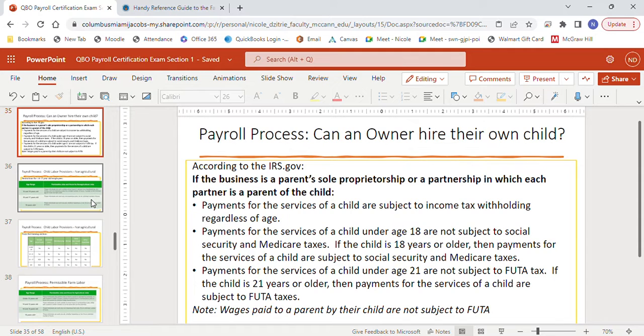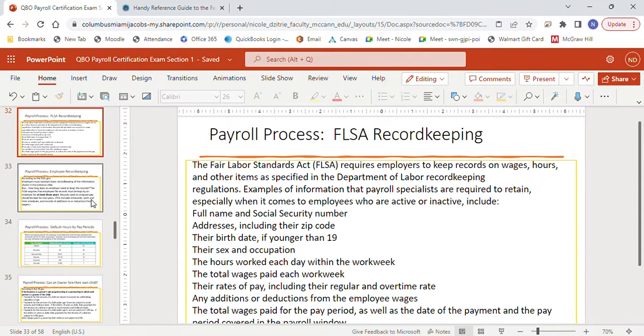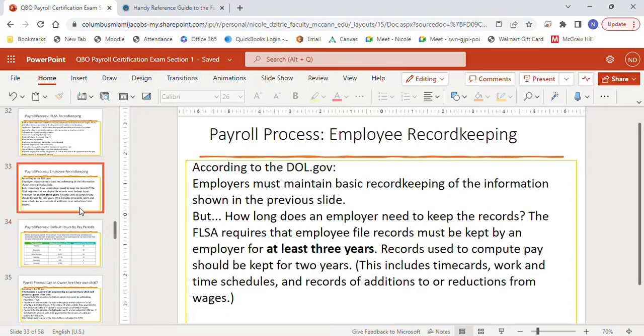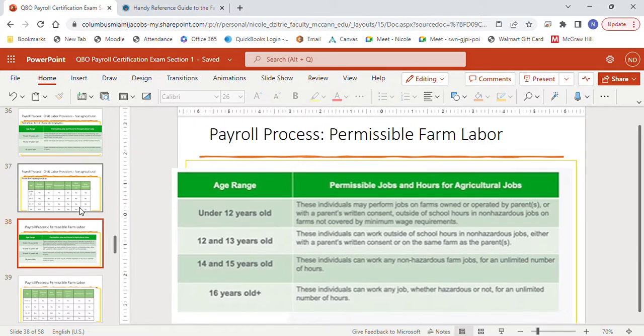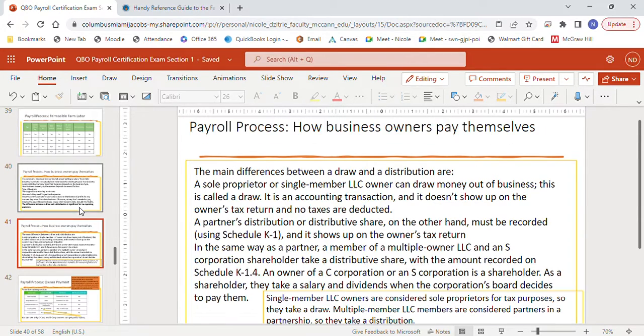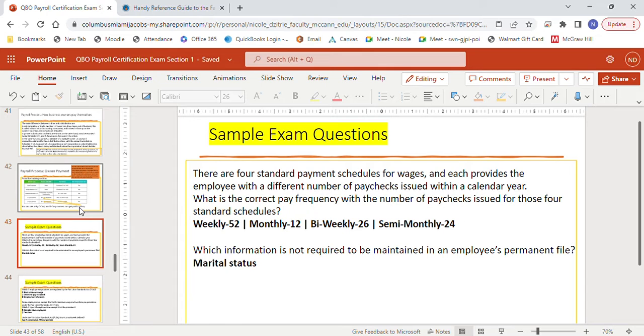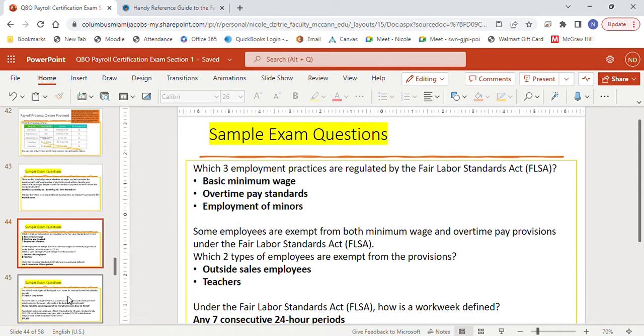And so they might ask you a question like, what is not supposed to be in here? This is the list, so make sure you have this list. I would just have all of that down in your notes. Then if they ask the question, you can clearly see what is and what isn't. If they threw something in like marital status, because that was not down there, marital status is not required. Which 3 employment practices are regulated by the Federal Labor Standards Act?